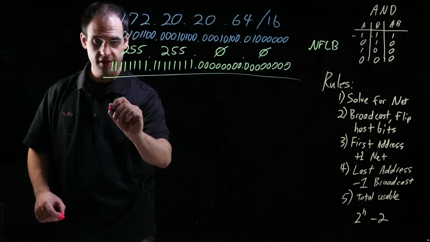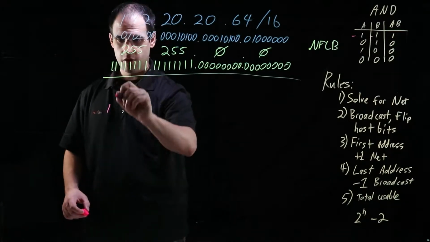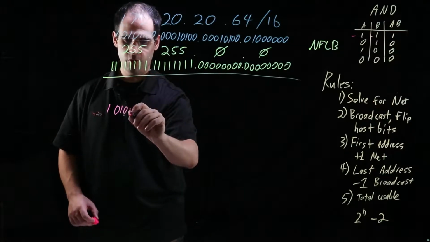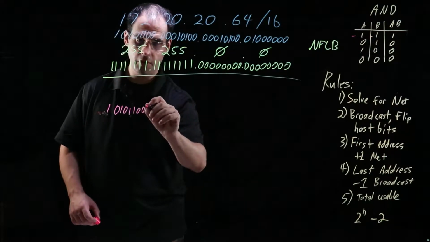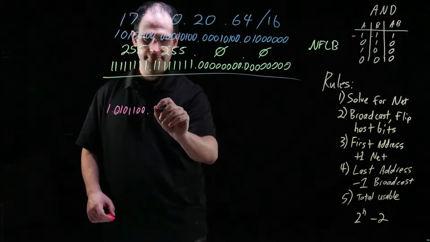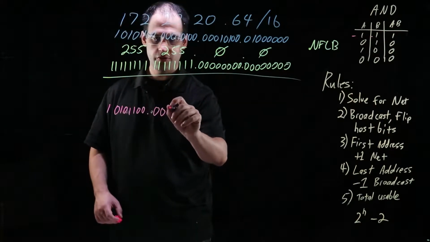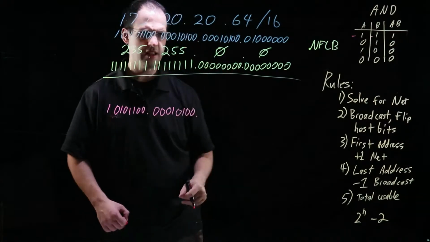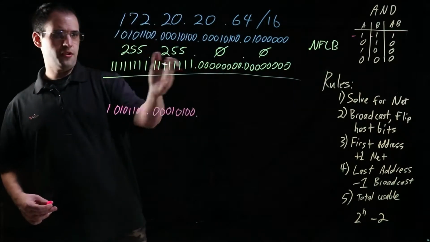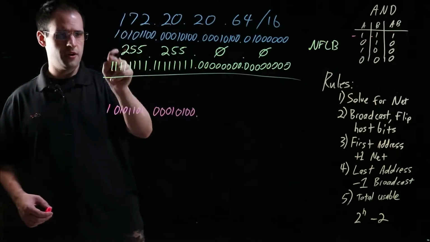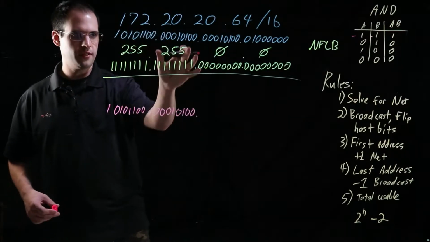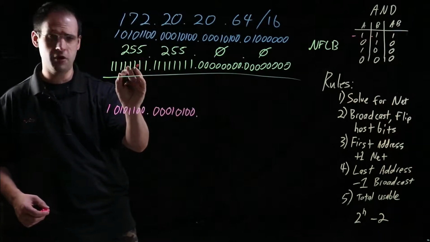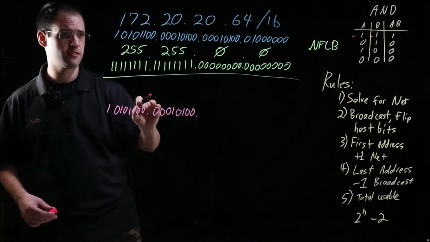All right, so we have 1, 0, 1, 0, 1, 1, 0, 0, dot 0, 0, 0, 1, 0, 1, 0, 0. Now those take care of all the ones in our subnet mask. And remember, ones represent network bits, zeros represent host bits.